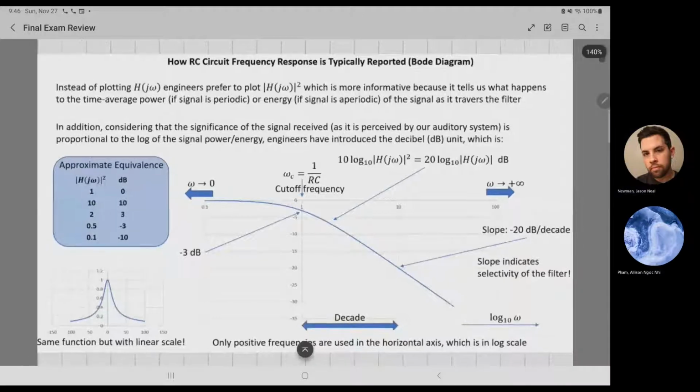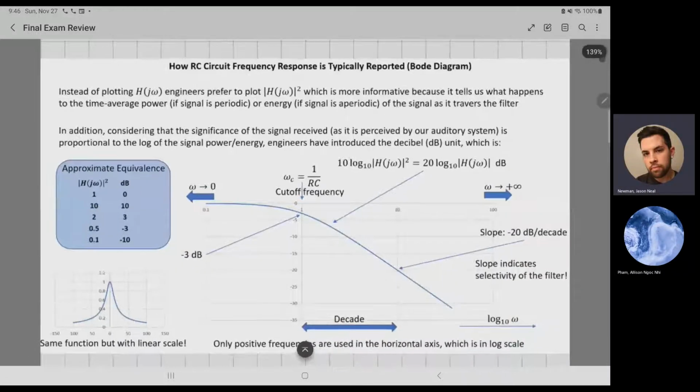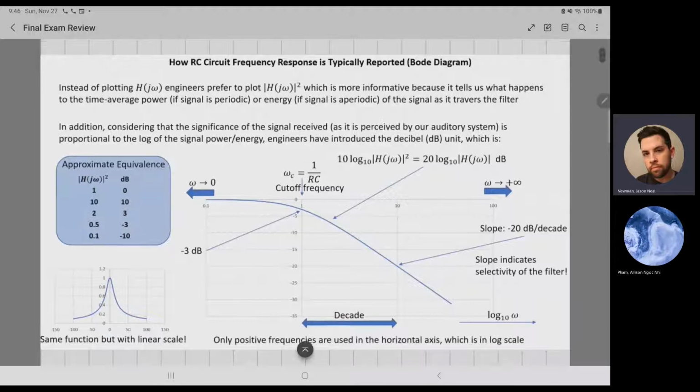So I added this to the final exam. This is from my current class, which is Signals and Systems, and I just wanted to add it because I thought it was useful. Basically, this is saying how an RC circuit frequency response is typically reported, which is a Bode diagram. And I know you guys have been familiarizing yourselves with Bode diagrams, so I wanted to briefly do this. Let me just read the top up here.